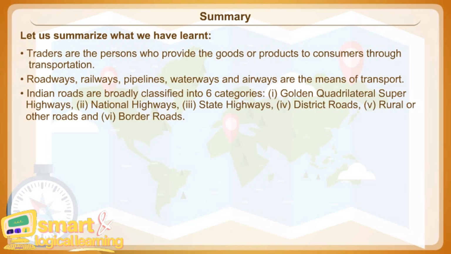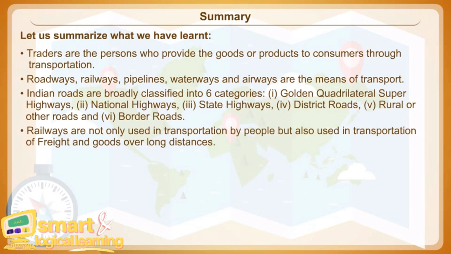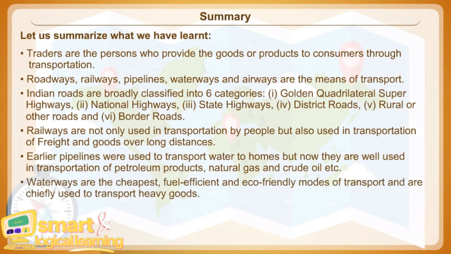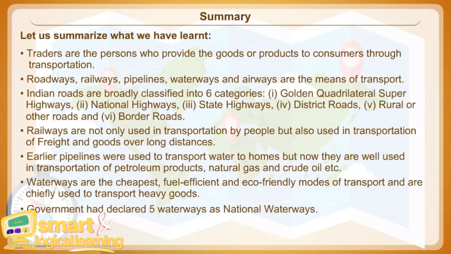6. Border roads. Railways are not only used in transportation by people, but also used in transportation of freight and goods over long distances. Earlier pipelines were used to transport water to homes, but now they are well used in transportation of petroleum products, natural gas and crude oil, etc. Waterways are the cheapest, fuel-efficient and eco-friendly modes of transport, chiefly used to transport heavy goods. Government had declared 5 waterways as national waterways.